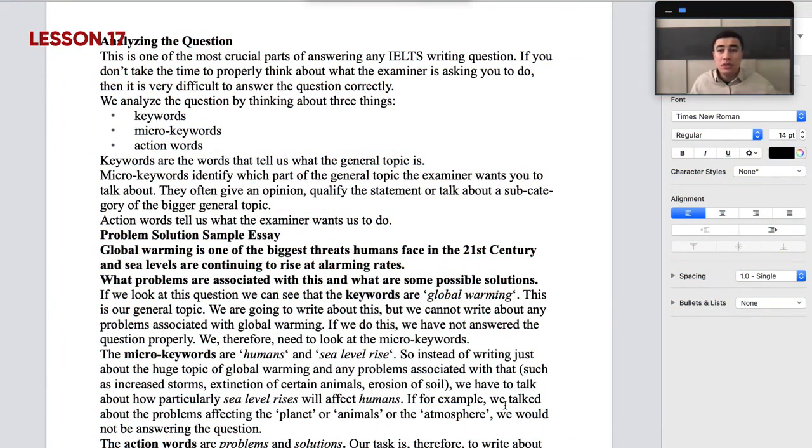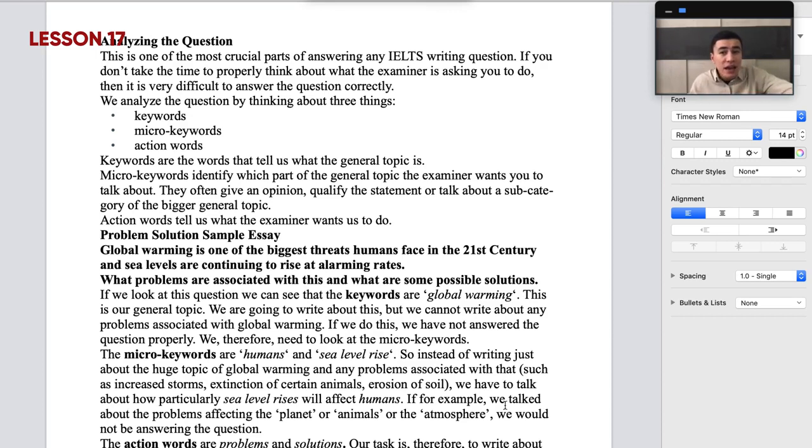Okay, guys, when it comes to analyzing the question, you should understand that this is the most important part of answering any IELTS writing question. You should understand the topic, and you should take the time to properly think about the topic and of course what the examiner is asking you to do, because without understanding and analyzing the question, it's going to be very difficult to answer the question correctly.